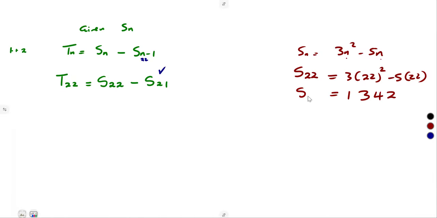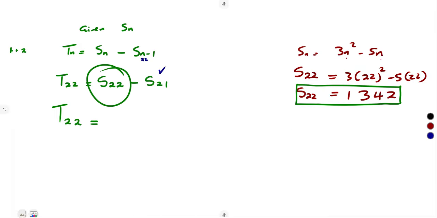1,342 as the sum of the first 22 terms. With the formula here, we can simply substitute the sum of the first 22 terms, to obtain our T22. So we have got this one, which is what?